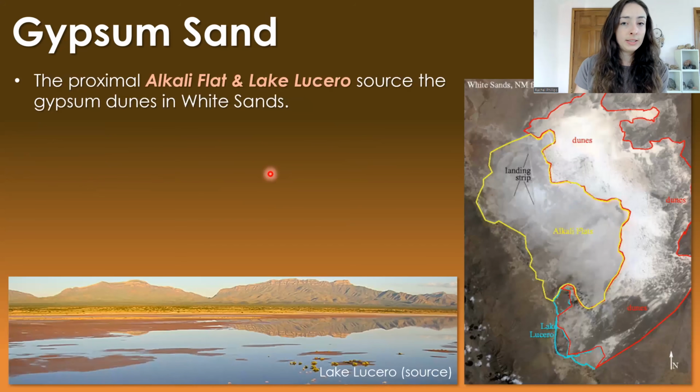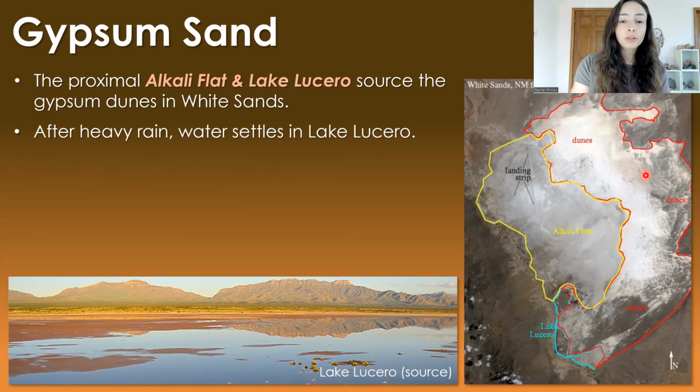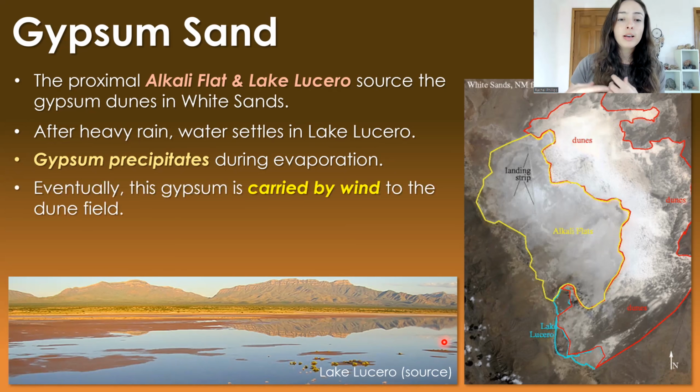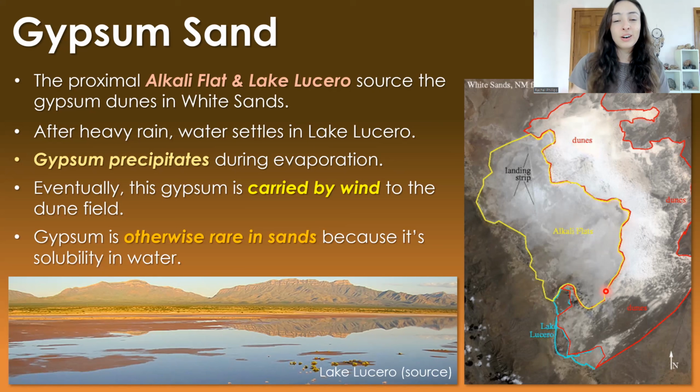For the case of White Sands National Park, the nearby Alkali Flat and Lake Lucero are the sources for the gypsum that makes up the dunes in the actual White Sands dune field. For example, in Lake Lucero, after heavy rain, as shown in the picture below, gypsum precipitates during the evaporation and oversaturation of the water in those ions, and eventually this gypsum is carried by wind to the dune field where everybody goes to visit. Because of its relative solubility in water, gypsum is otherwise very rare in sands.